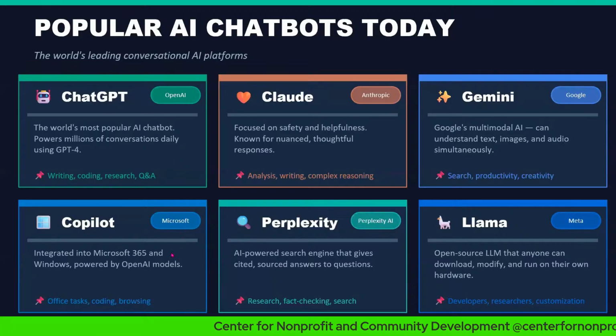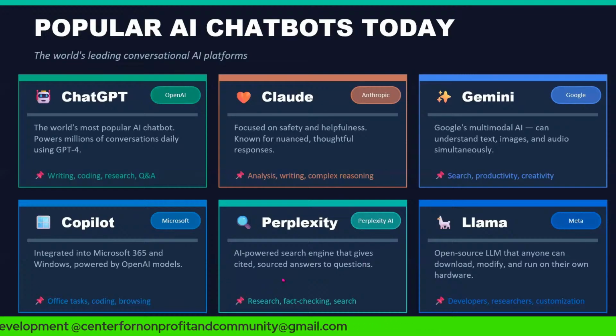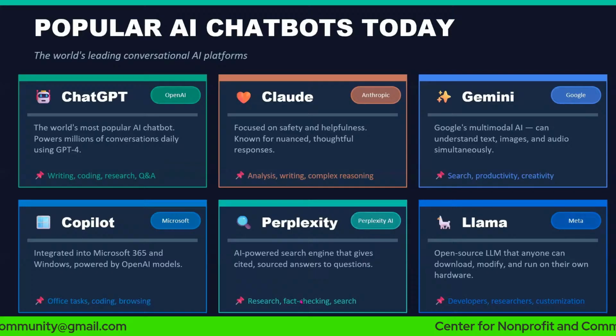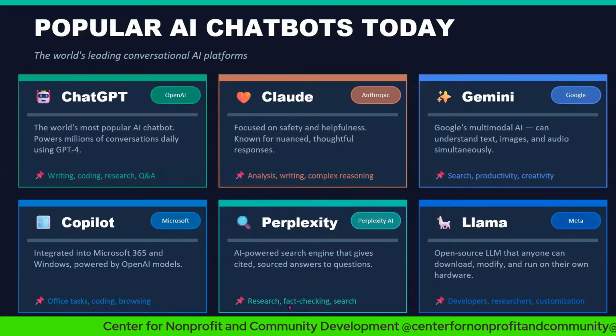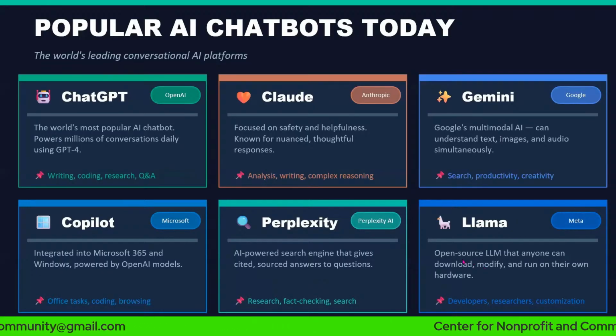Okay, and then you have Perplexity AI. This is an AI-powered search engine that gives sourced answers to questions. This is good for really deep research, like when you're doing a deep research project, a historical type of thing, and you want to get really deep, or you're a doctor. So this is good for research, background, and search.